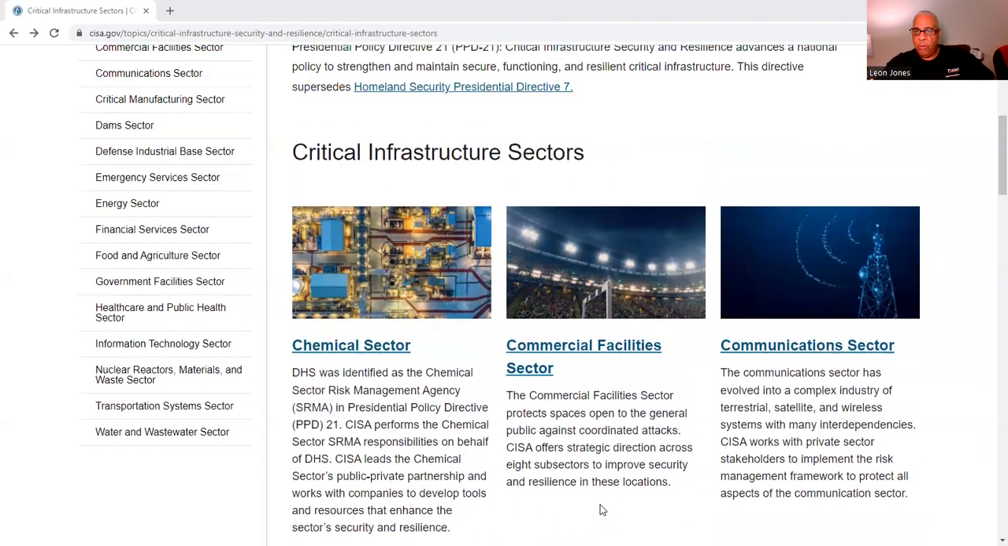Then third, your communications sector. Now, the communications sector has evolved into a complex industry of terrestrial, satellite, and wireless systems with many interdependencies. CISA works with the private sector stakeholders to implement the risk management framework to protect all aspects of the communications sector.